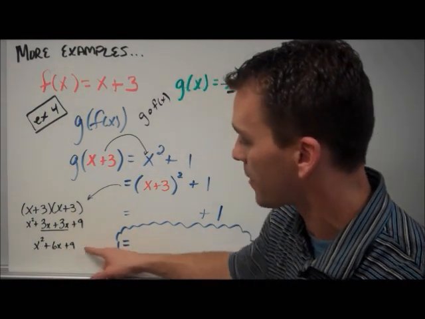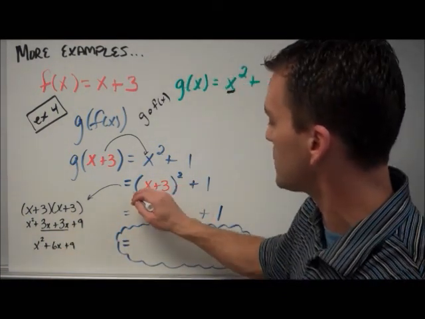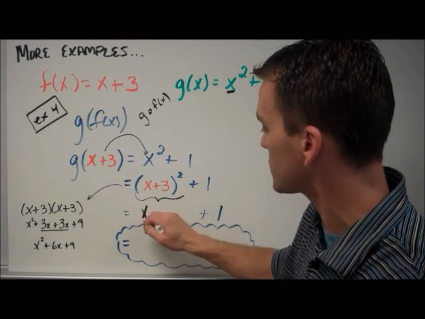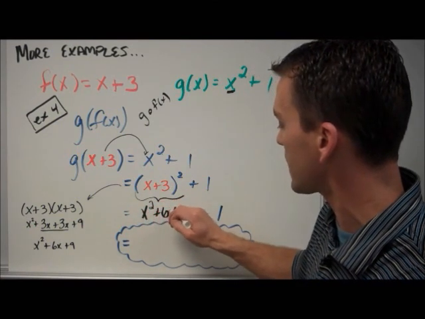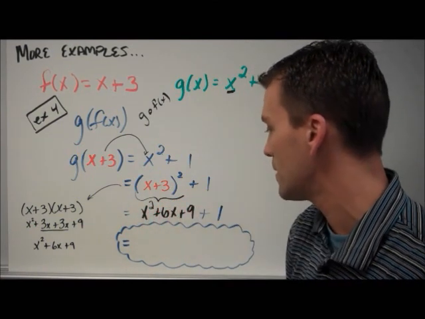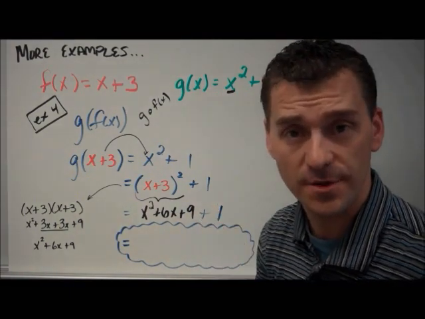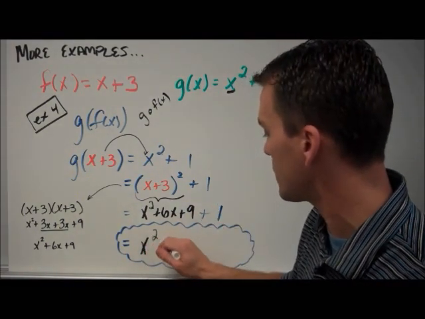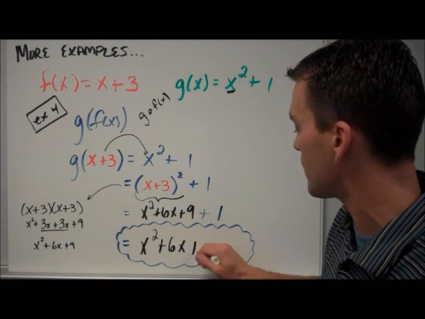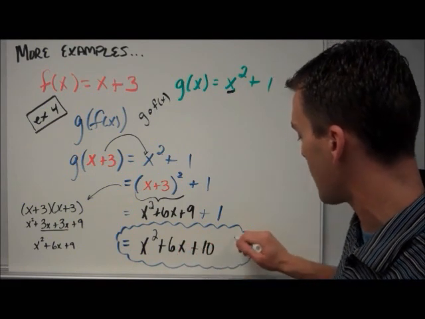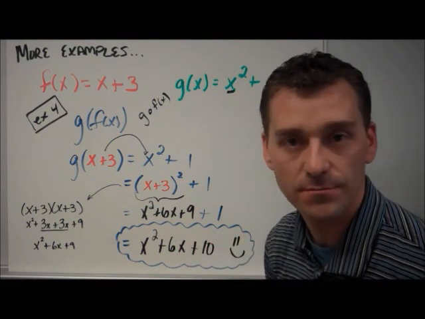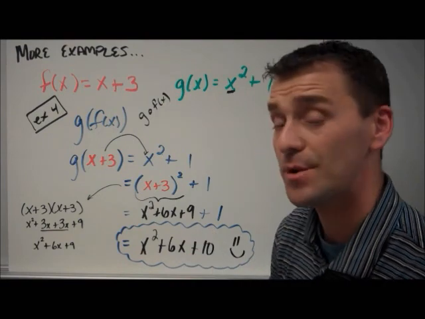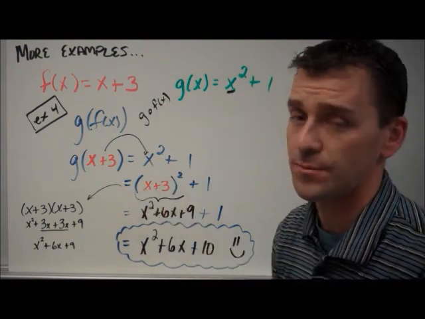That whole thing right there is what this goofy thing is. So I have x squared plus 6x plus 9, and then I still have this plus 1. Let me simplify it out. Combine my like terms, and there, ladies and gentlemen, is my answer. So there you go. That one's a pretty cool one. Just make sure you remember, use parentheses and put them around it.